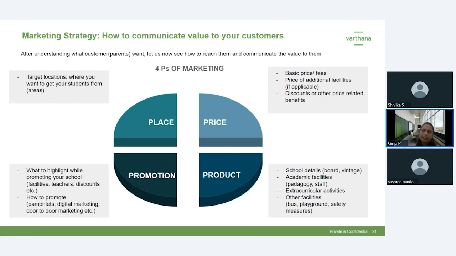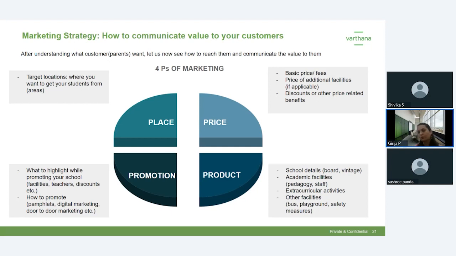Then we have the promotion. It is one of the important parts of marketing strategies. Whatever product, price, and place you have selected, it is very important how you are communicating and promoting your value to them with effective channels. How are you highlighting the special strengths of your school, and what channels are you using: digital marketing, door-to-door marketing? So keeping all these four P's in your mind, you can design the marketing strategy. As I mentioned, product means school.